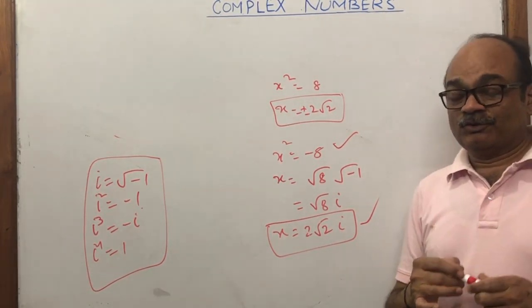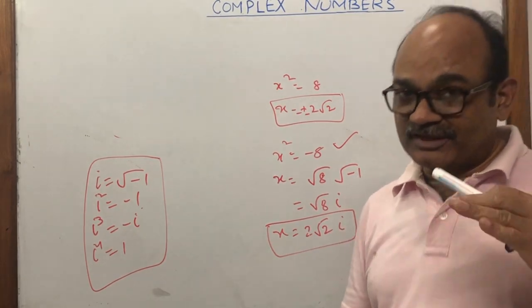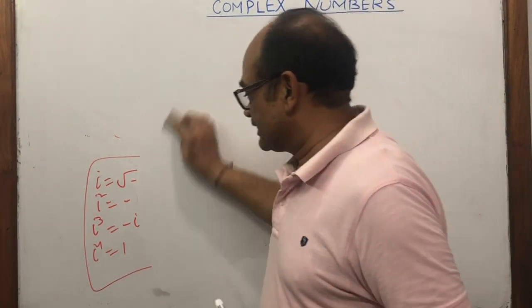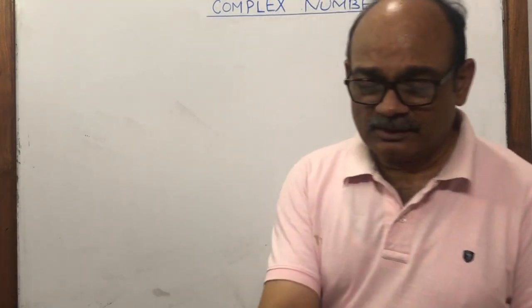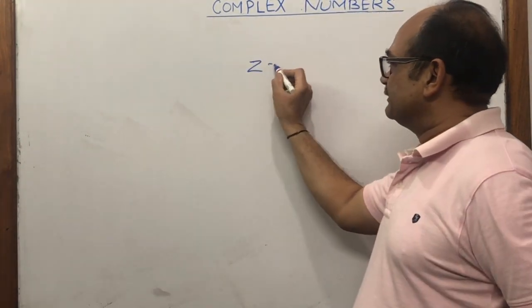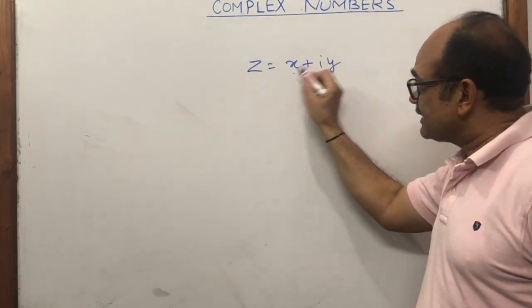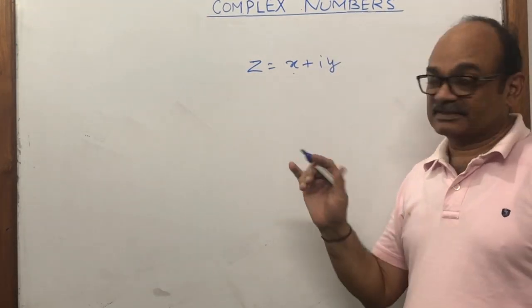Correct. So what is a complex number? After iota, the imaginary quantity, we have to start what a complex number is. A complex number says that x plus iota y, where x and y are real numbers.